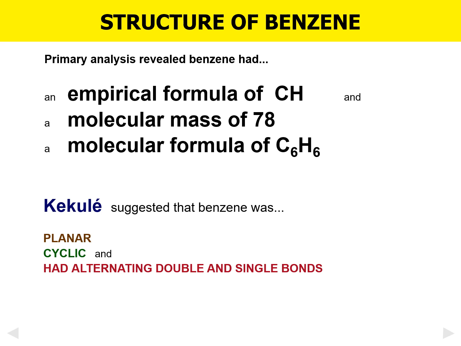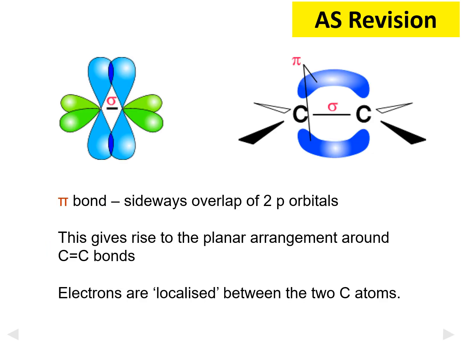Kekulé originally suggested that benzene was a planar cyclic molecule that had alternating double and single bonds. Let's recap what a pi bond is. We met pi bonds in the alkenes topic in Unit 2 of AS Chemistry. A pi bond is formed by the sideways overlap of two p orbitals. This gives rise to the planar arrangement around the carbon-carbon double bond. We say that the electrons are localized between the two carbon atoms, and we would see addition reactions with these molecules.